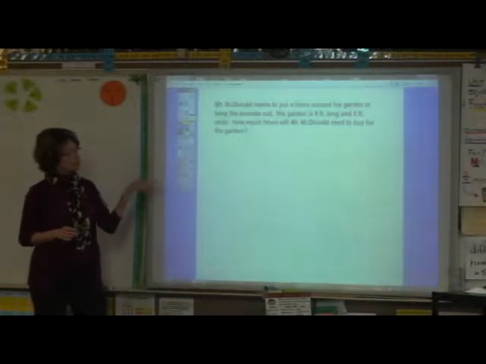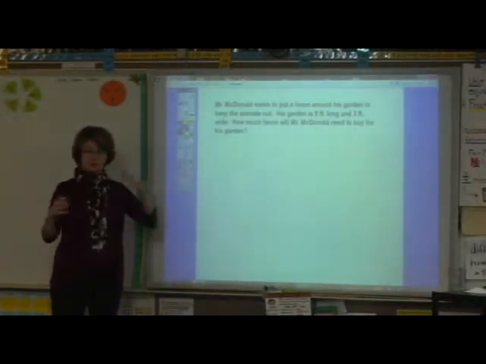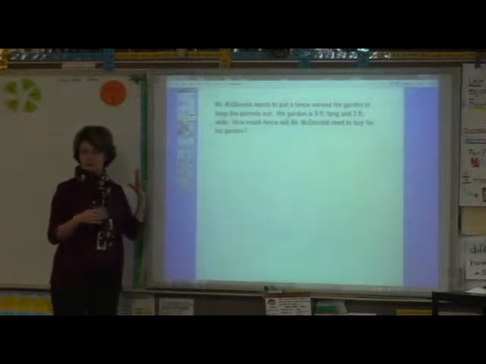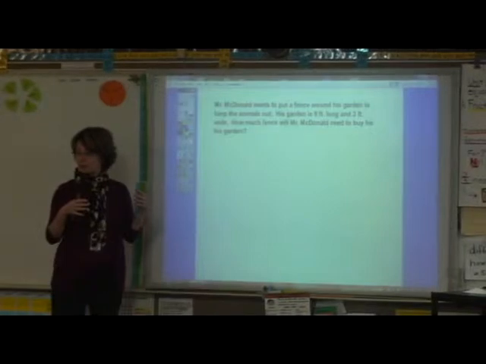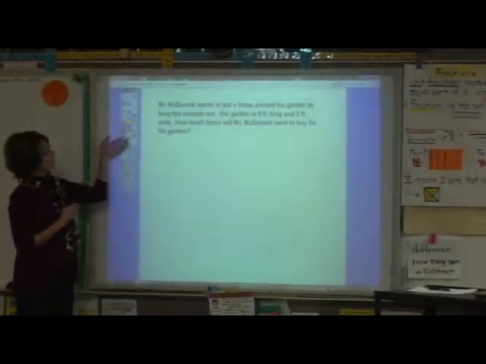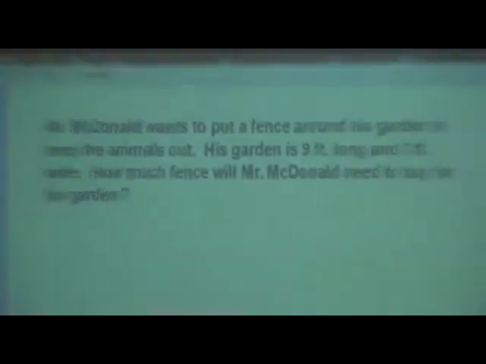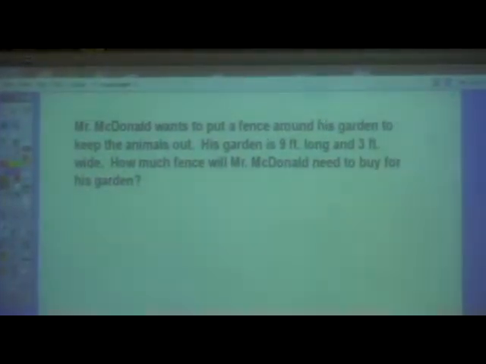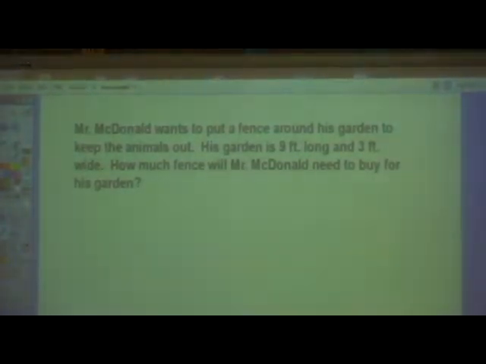Okay. We typically give the children a word problem, and without even talking about what area or perimeter is, we would just see what they think about the word problem. They've been trained to mark the word problems with a strategy called cubing. So we'd read the problem. Mr. McDonald wants to put a fence around his garden to keep the animals out. His garden is 9 feet long and 3 feet wide. How much fence will Mr. McDonald need to buy for his garden?